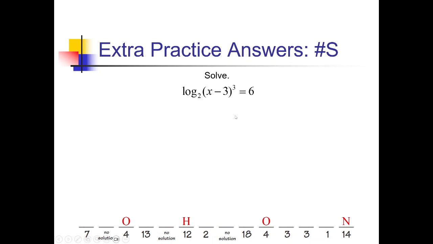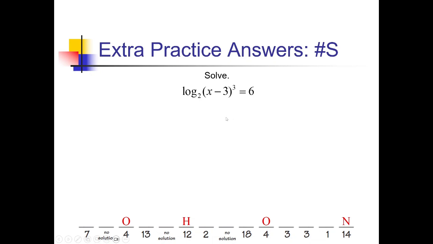For this next problem, we actually have a few different things we could do here. Since I have a log and only one log on this one side here, I could, if I wanted to, raise 2 to both sides right away. But if I do that, then I'm going to have to expand this x minus 3 cubed, which is going to be a huge nightmare. I could do it, but that's going to be a mess solving that.